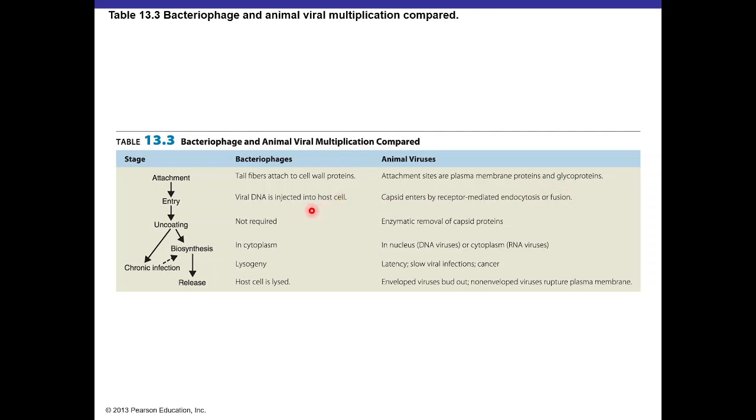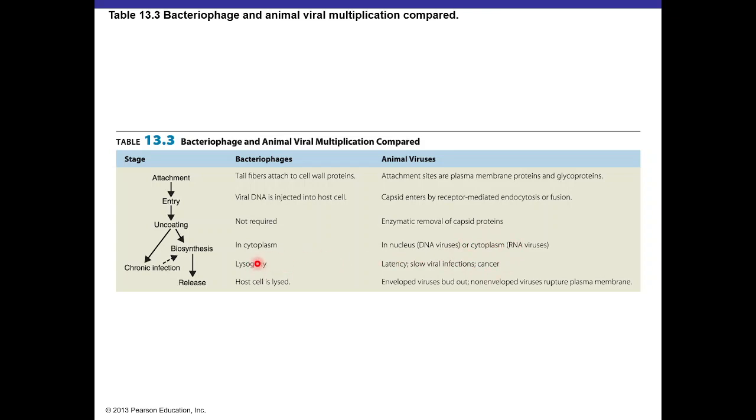For entry, bacteriophages will inject the DNA. For animal viruses, you can have entry through endocytosis or viral fusion. Uncoating is not necessary for bacteriophages, but it is necessary for animal viruses, so they release their capsomer proteins. And then the multiplication happens in the cytoplasm for bacteriophages. In animal viruses, for the most part, if it's a DNA virus, it happens in the nucleus, while if it's an RNA virus, it happens in the cytoplasm.